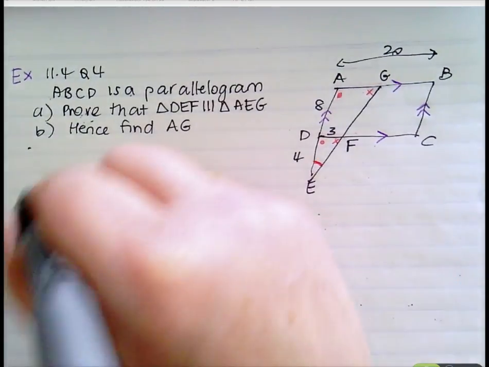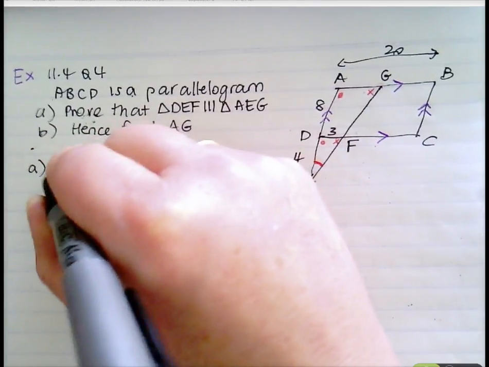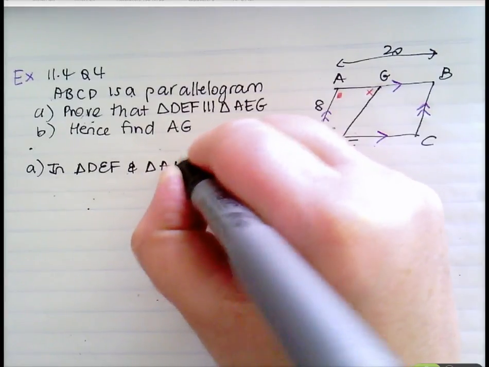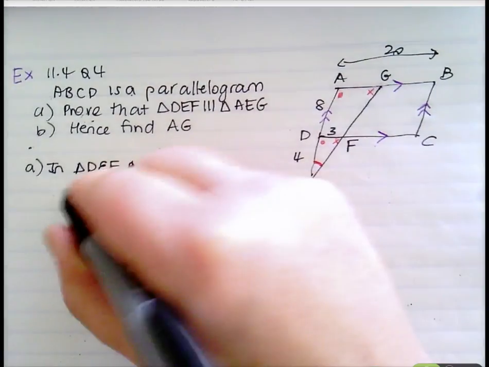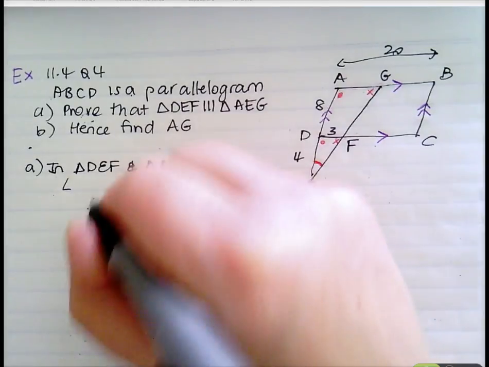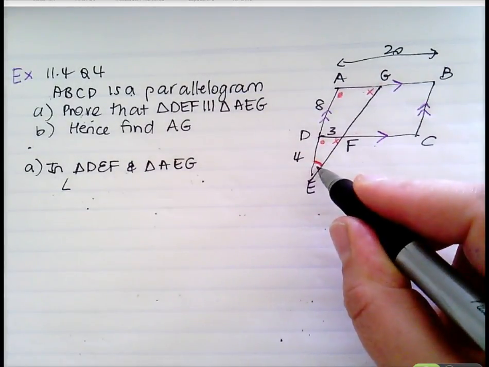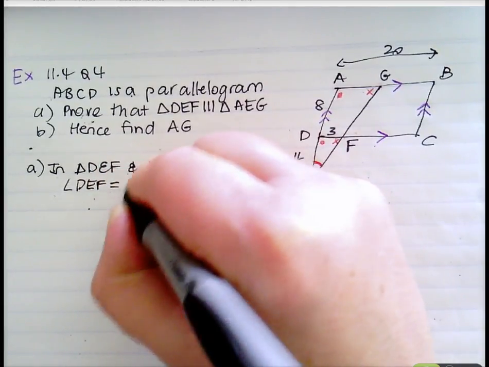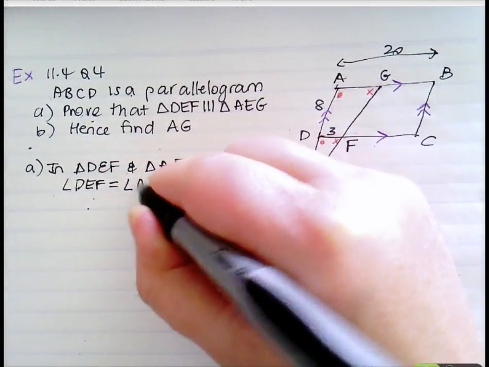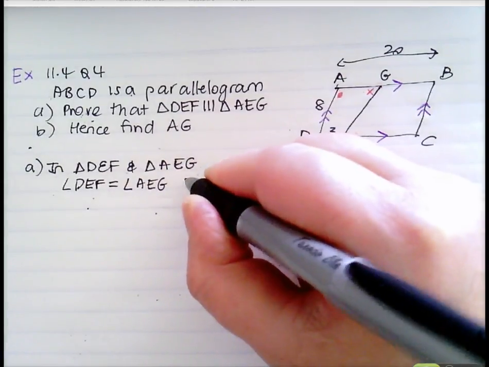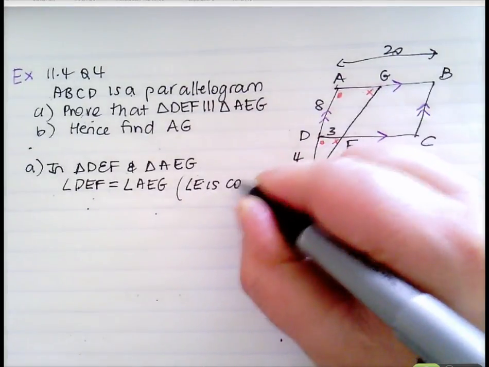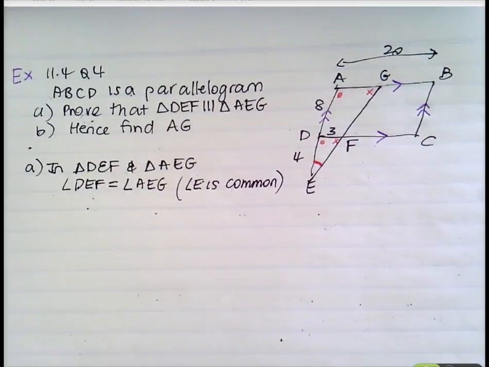Equiangular. So let's start writing it out. In triangle DEF and triangle AEG, what are you going to do? Angle. Which one? Let's do the arc angle first, this one at E. What do I write? Angle DEF equals angle AEG, and you can just write angle E is common. You would get the marks. Reason: angle E is common. What else? It's all marked there, girls. You've just got to write it out.